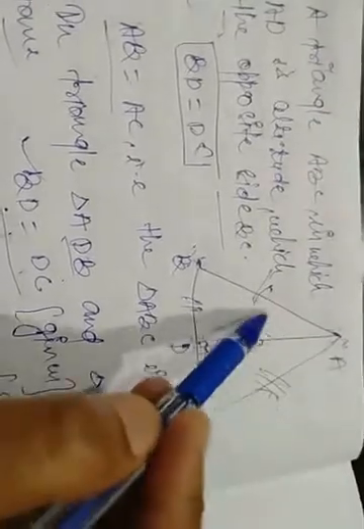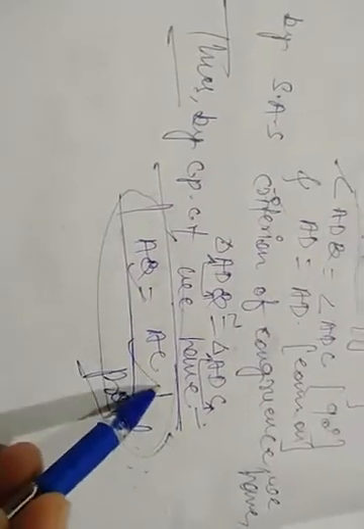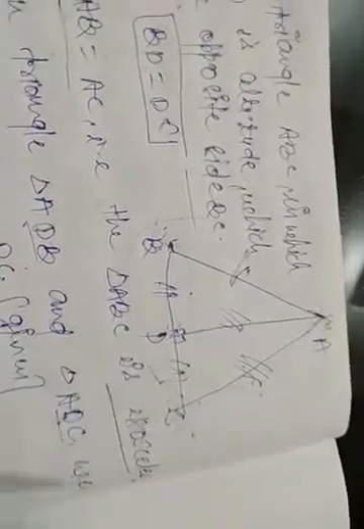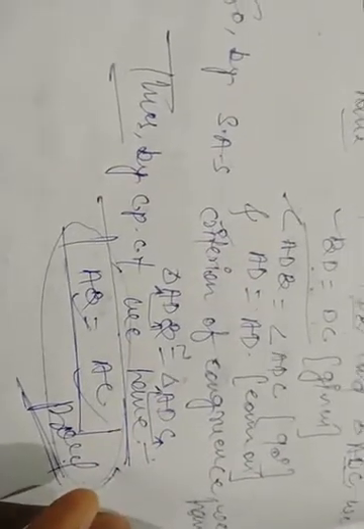Here we have to prove that side AB is equal to side AC. By the definition of an isosceles triangle, if any two sides of the triangle are equal, then the triangle is said to be isosceles. In this way the given triangle is isosceles. In this way we have to prove all the theorems of your NCERT exercise.